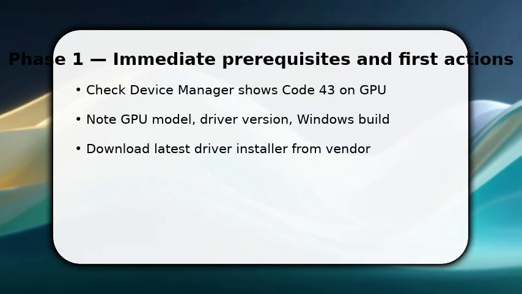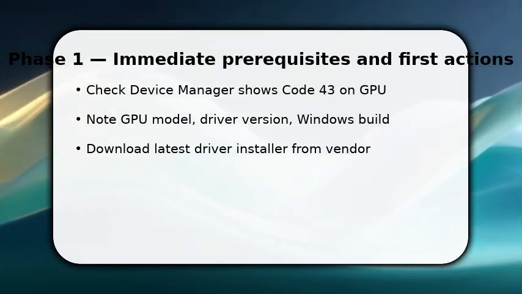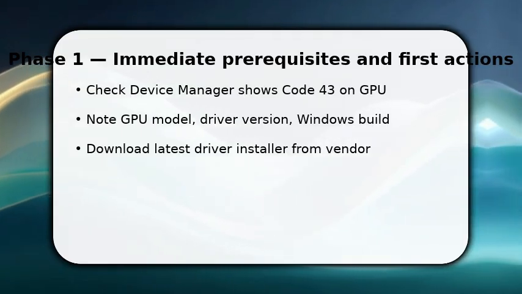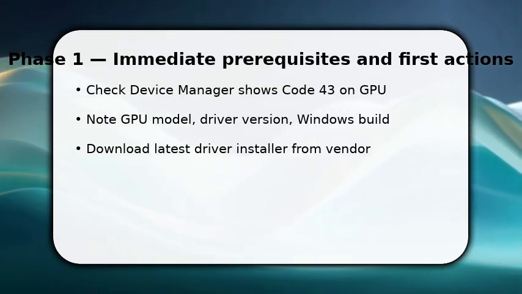You begin by confirming code 43 in Device Manager. This tells you Windows detected a problem with the GPU. Next, note the exact GPU model and current driver version, because mismatched drivers cause this error.